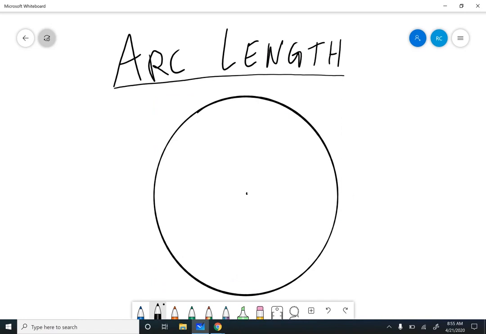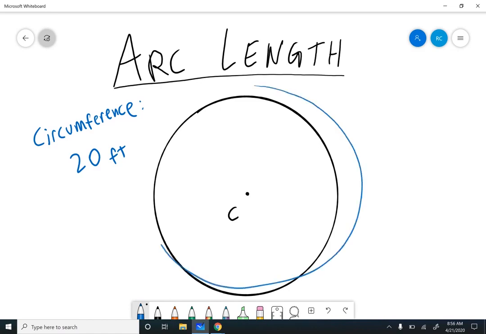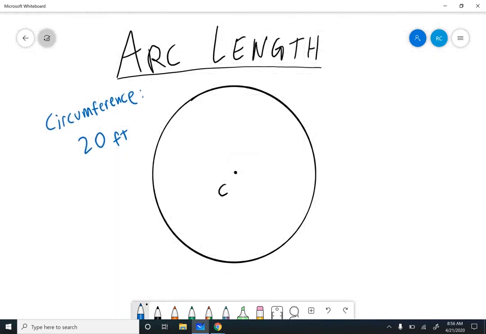So I'm going to label the center. I'm going to call it C again. And I'm going to say that the circumference of the circle is, I don't know, let's say 20 feet. Okay? So it's 20 feet all the way around the circle. I don't think this should be too terribly, horribly difficult for you.